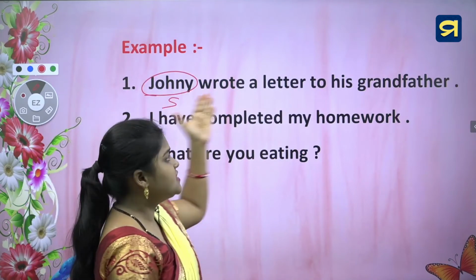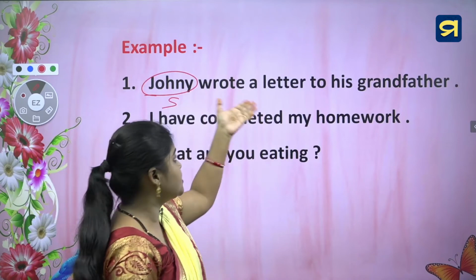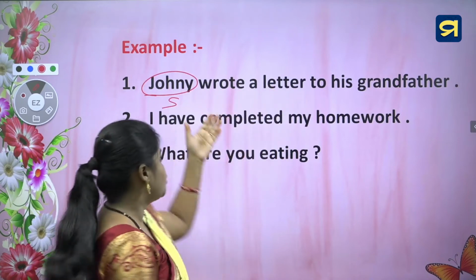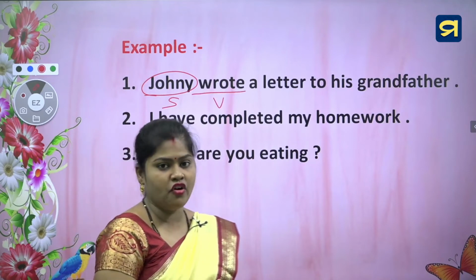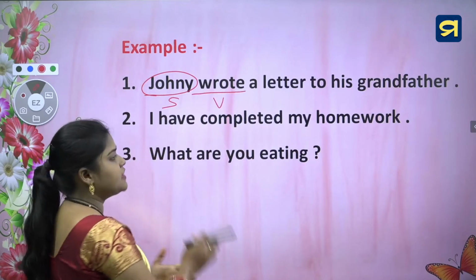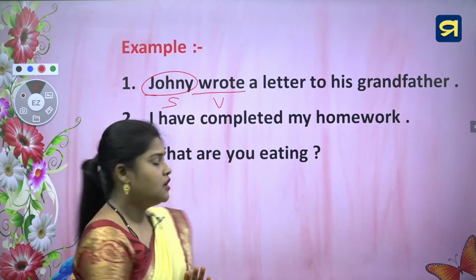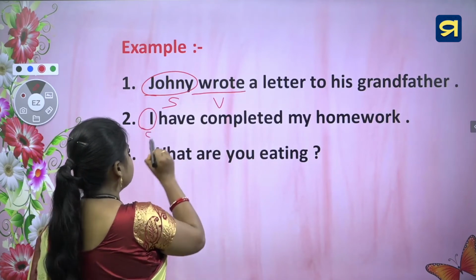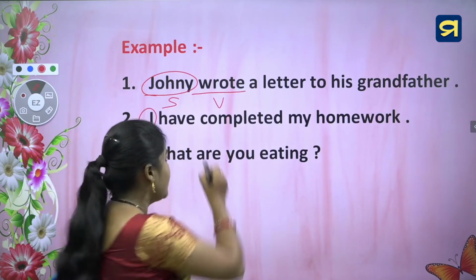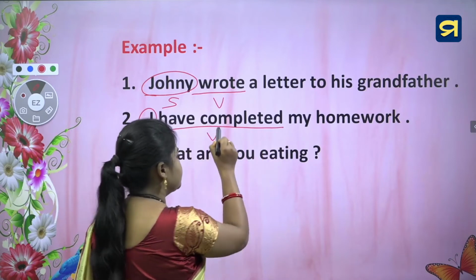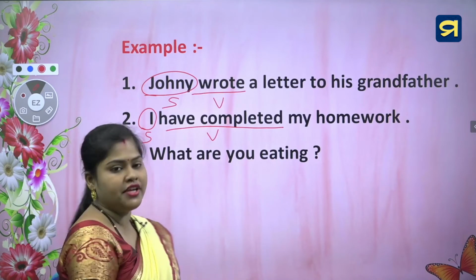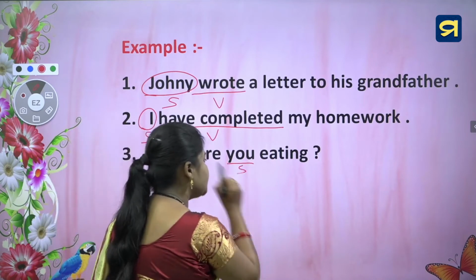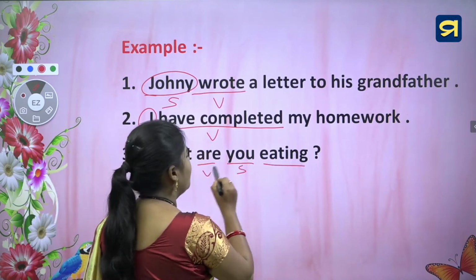Likewise, what did Johnny do here, or what action did Johnny do here? Johnny wrote. Okay, that's why wrote is the verb. Next, I have completed my homework. So I is the subject and the action done by me is have completed. So it is the verb in this sentence. Next, what are you doing? So you is the subject and are doing is the verb.